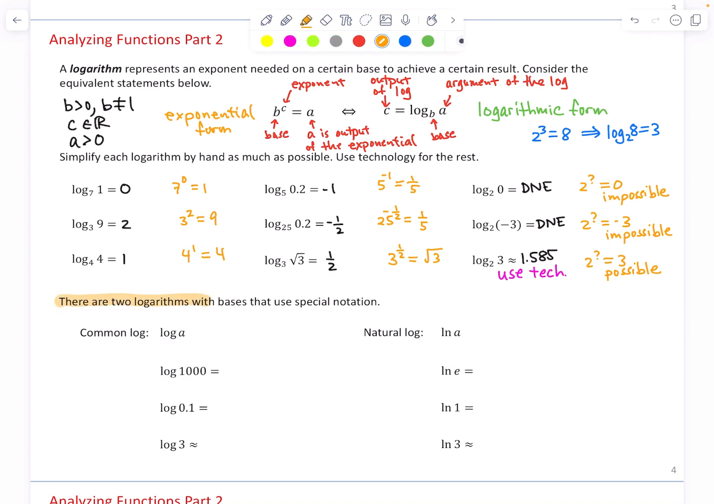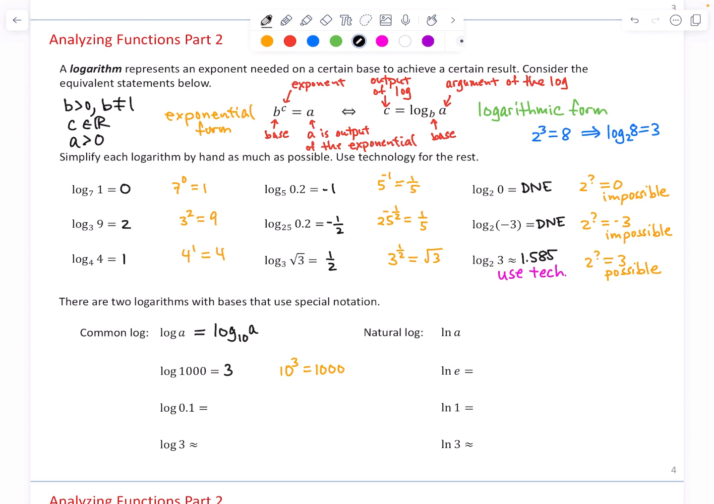Now there are 2 logarithms with bases that use special notation. The common log: if you see a log of a and there's no base written, then there's a default assumption. We assume that this is a log whose base is 10. So in this first example, log of 1,000 means that we are looking for an exponent needed on 10 to produce 1,000. And of course that exponent would need to be 3. So this logarithm is just 3.